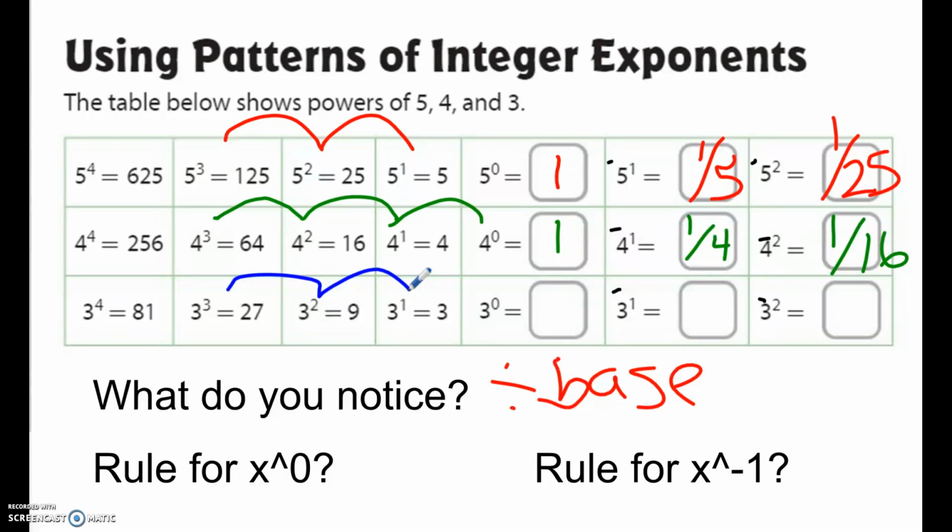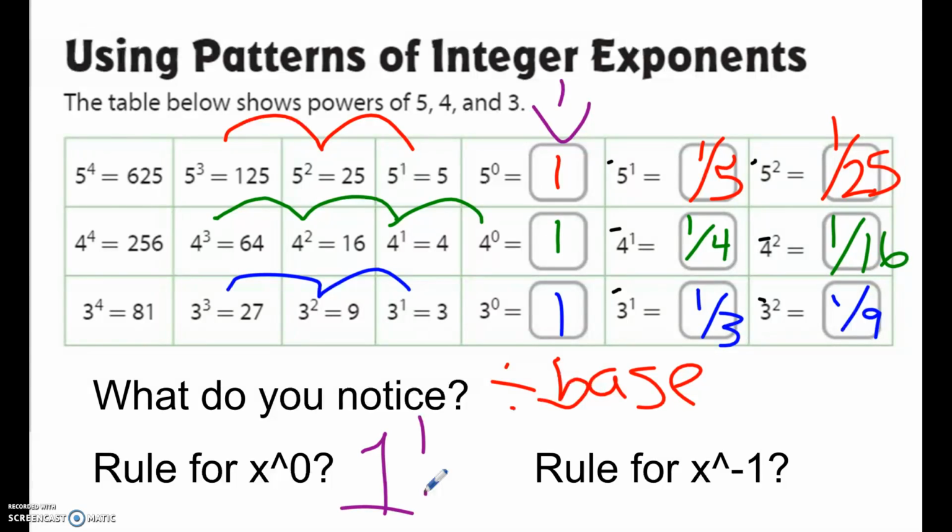What do we notice? It looks like we're dividing by 3. 27 divided by 3 is 9. 9 divided by 3 is 3. 3 divided by 3 is 1. 1 divided by 3 is 1/3. 1/9, and so on. So we could say that a basic rule for anything to the 0 power is going to be always, no matter what, 1.